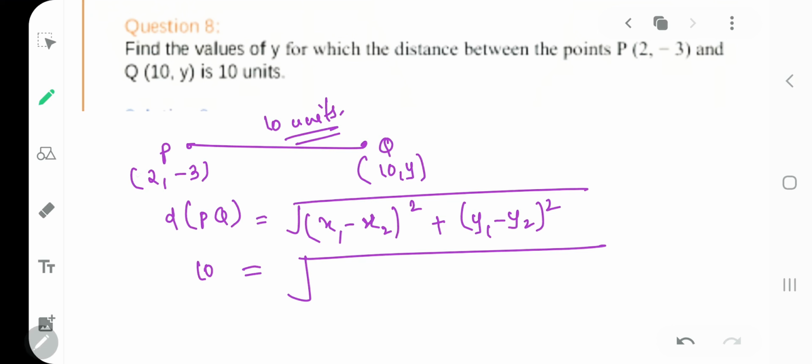Now this time 10 units is given to you. Okay. Then take this as x1, y1, x2, y2, and your problem starts. Can we substitute all the values? And it will be something like this.